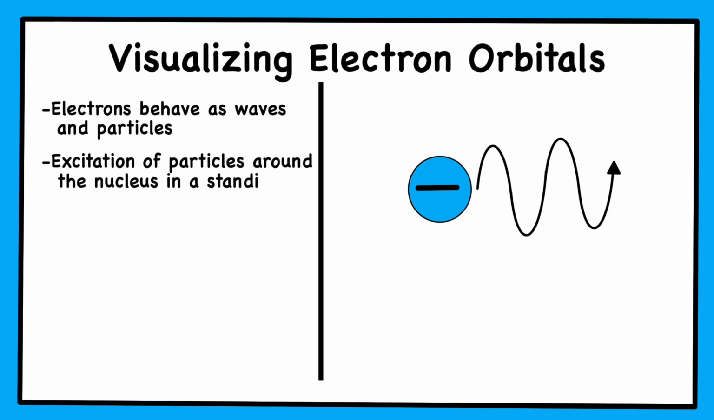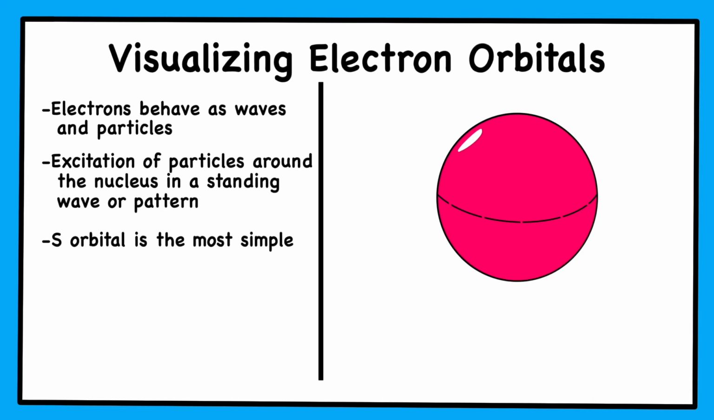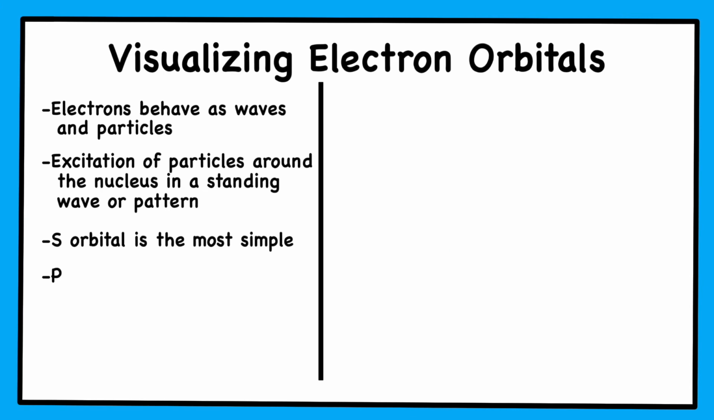Electrons exist around the nucleus as an excitation of particles or electrons in a standing wave, or in other words, a pattern. Just like our s orbital contains the least amount of electrons, it's going to be the easiest to visualize and understand. Our s orbital looks simply like a sphere around the nucleus. After we fill our s orbital, though, we move into our p orbitals.